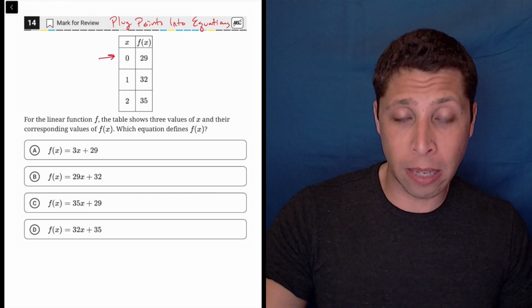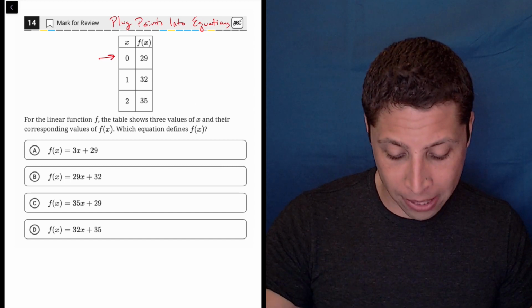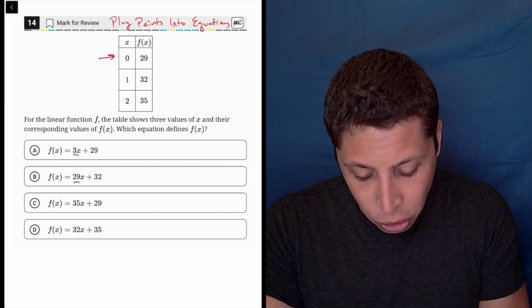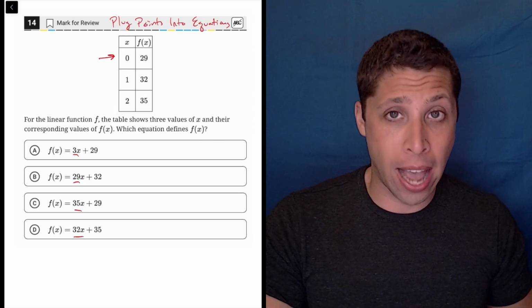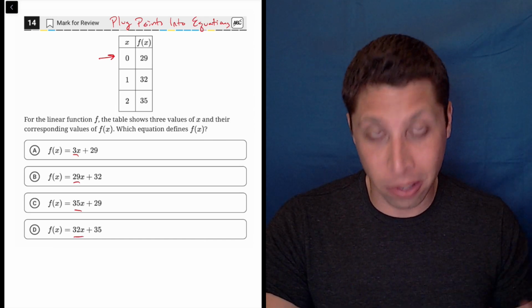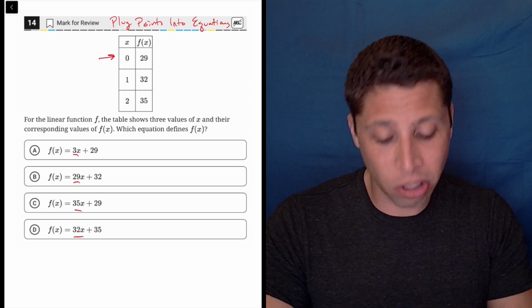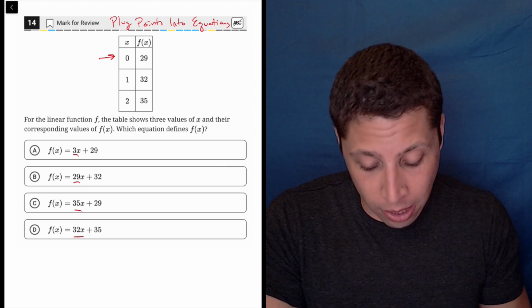The 0 point is going to be really easy. Just what happens if we plug in 0 for x? Well, that's going to cause all of these terms that are attached to the x to disappear, right? Because 3 times 0 is 0. 29 times 0 is 0, right? So those are just going to disappear. So we're just looking for what gives us 29.